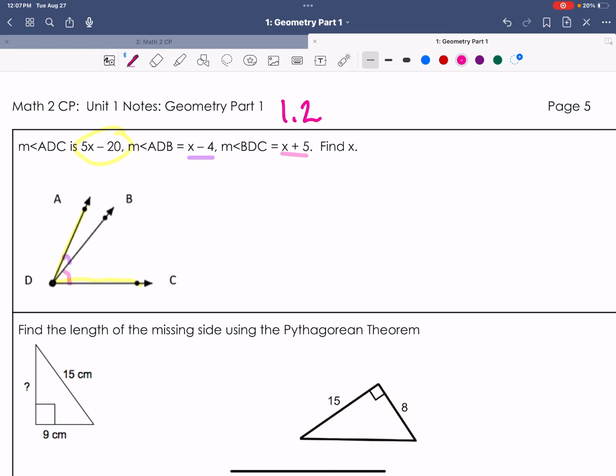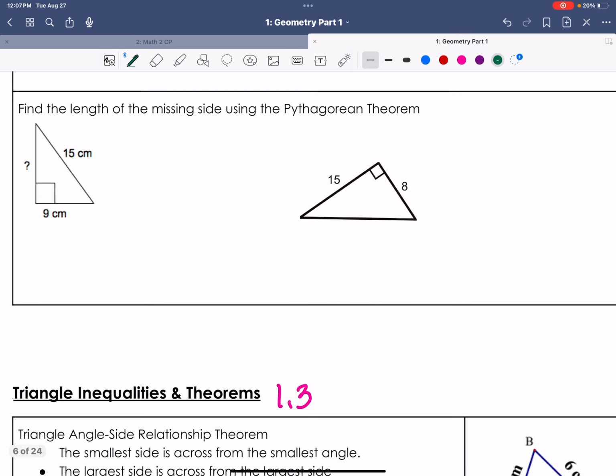So now we're going to go ahead and write everything out. So purple, x minus 4, and we said plus x plus 5. And we said that's going to equal, and I'll just use green for that, 5x minus 20. All right, go ahead, solve that, and if you did this correctly, you should get 7 for x.